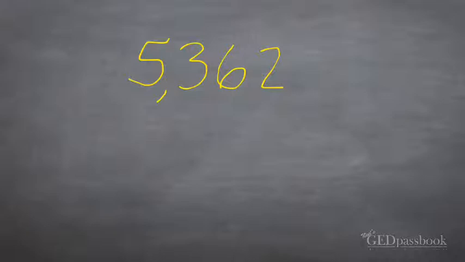So now let's look at this. 5,362. If I were to say round 5,362 to the nearest tens place, let's do our process. So tell me, what's the tens place first? 6 is the tens. That's why it's important to memorize your place value. Okay, step number 1 done.